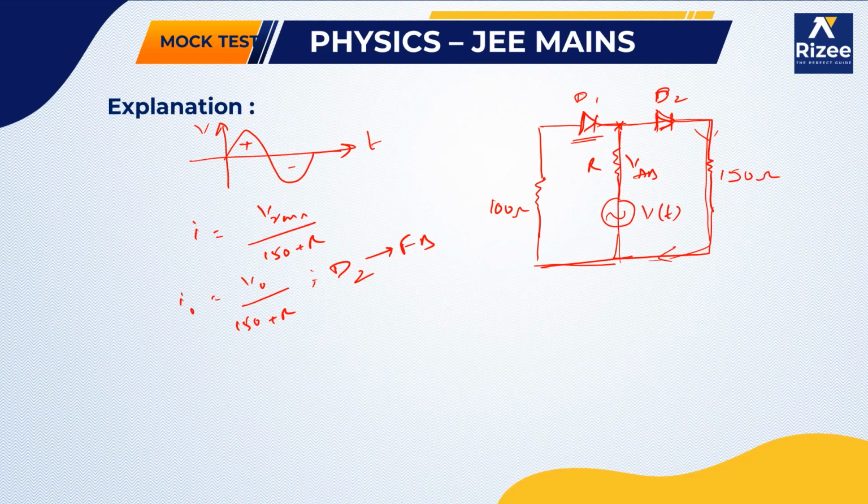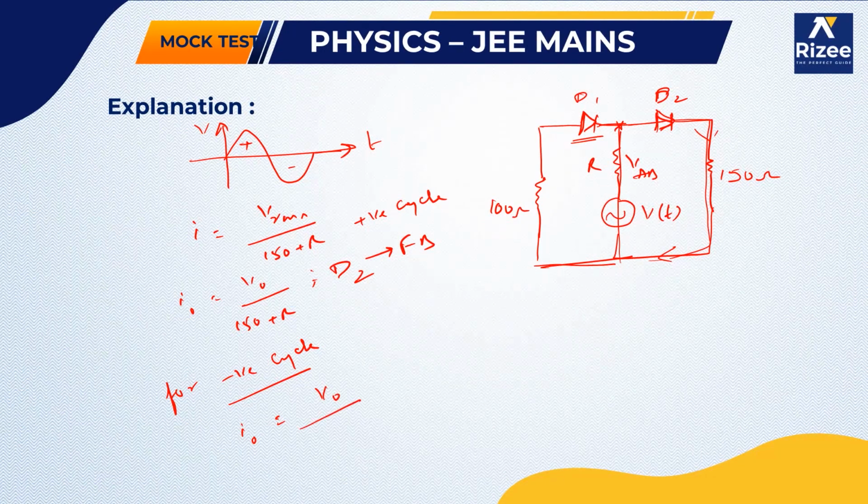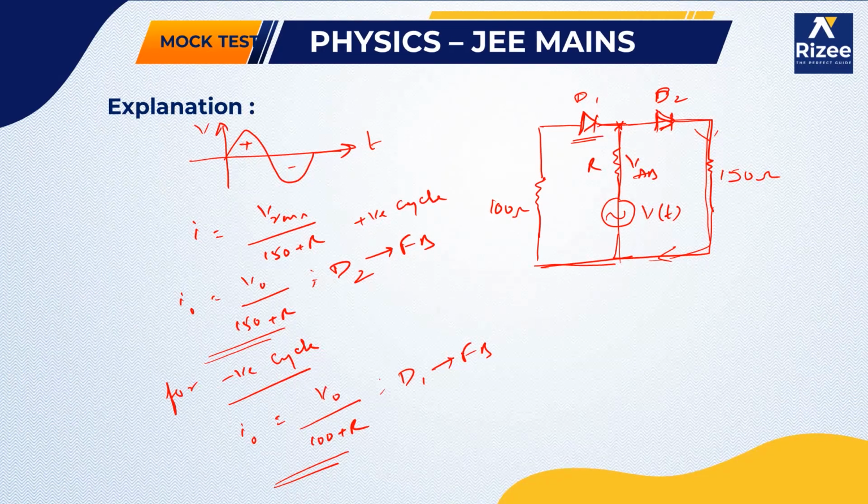Now, this is for the positive cycle, and for the negative cycle, the peak value of the current can be written as V0 by 100 plus R. In this case, D1 will be in forward bias. So in both cases, the current that we are obtaining is not the same. That means the peak value for the positive cycle and the peak value for the negative cycle are not the same.